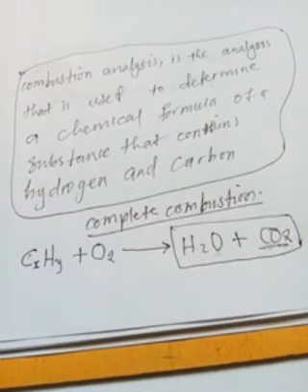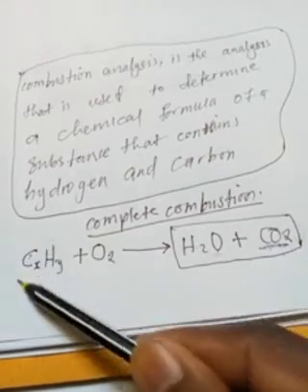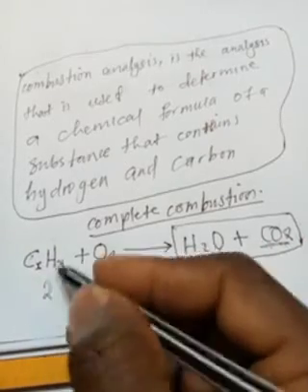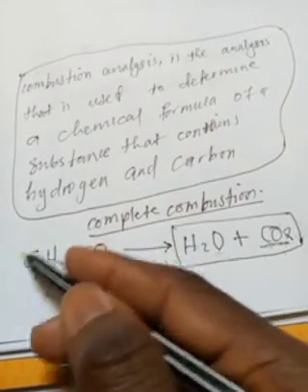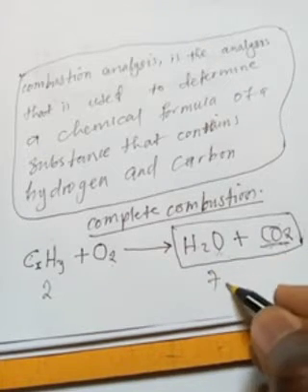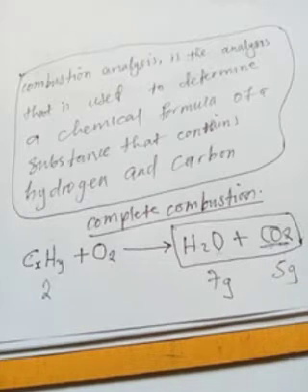So there are certain things that we are likely to know whenever it comes to calculating for empirical formula. What are those? I know that if this is reacting with that, this is going to have its own mass given. Sometimes they can even give you 2 grams of this one. So the 2 grams of this one can produce maybe, they will say 7 grams of what? Of water, and also 5 grams of carbon dioxide.